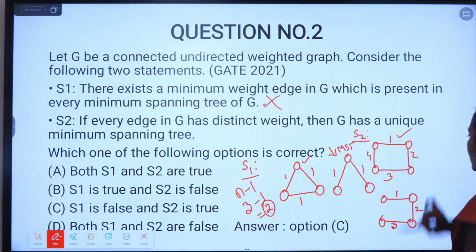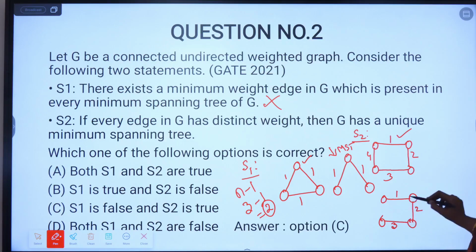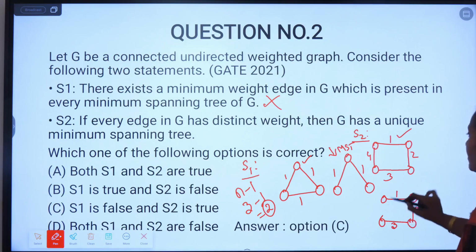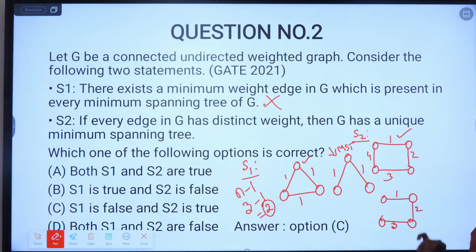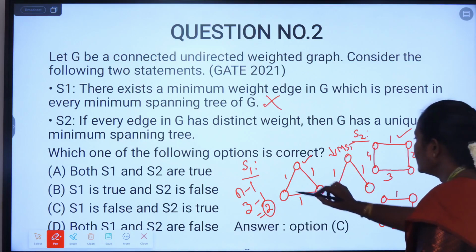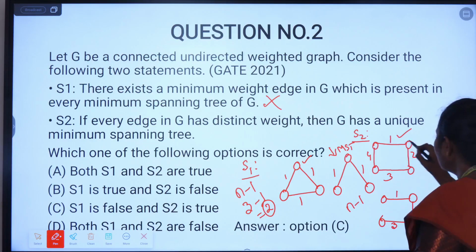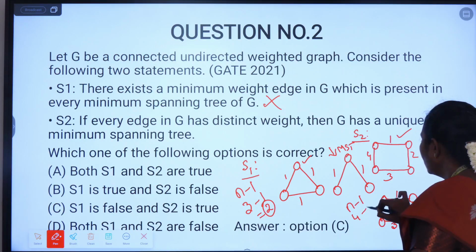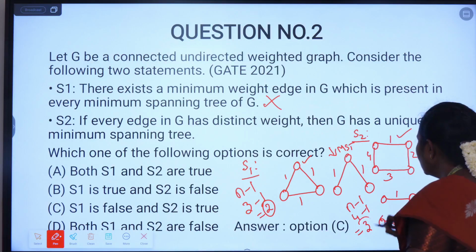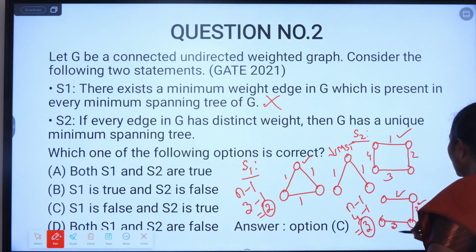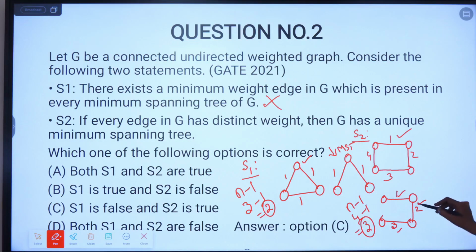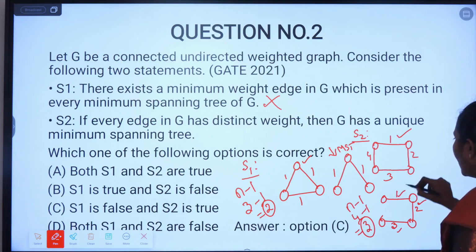For this particular graph, what is the minimum spanning tree? This may be the minimum spanning tree here. So here also this condition is satisfied, that is N minus 1. What is N here? N is nothing but 4 vertices, 4 minus 1, that is 3 here. So in this we are having 3 edges. So for this graph, this is the minimum spanning tree.